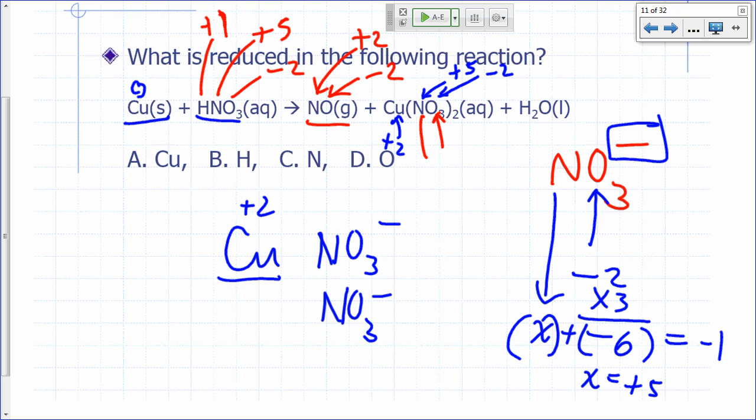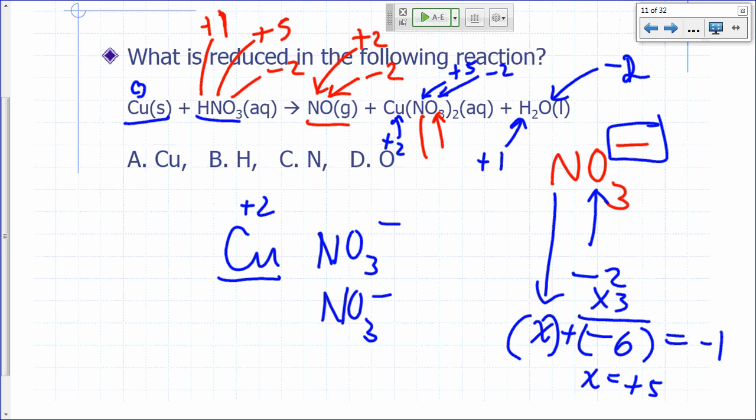And then finally water. What's the oxidation number of oxygen here? -1. What's the oxidation number of hydrogen then? I'm sorry, -2 for oxygen. Hydrogen must be +1. When we say oxidation number, we do it on a per atom basis. Okay, so there's 2 hydrogens there. So the 2 hydrogens together is +2, so the hydrogen must be +1.